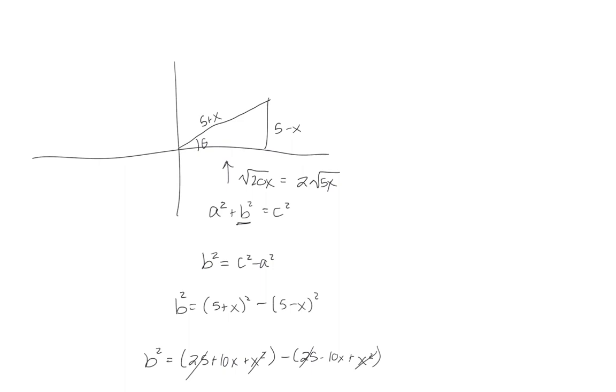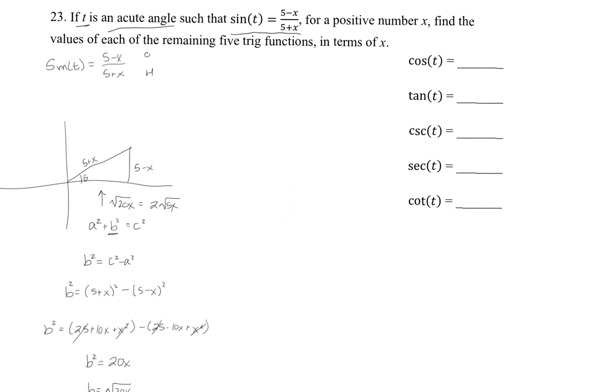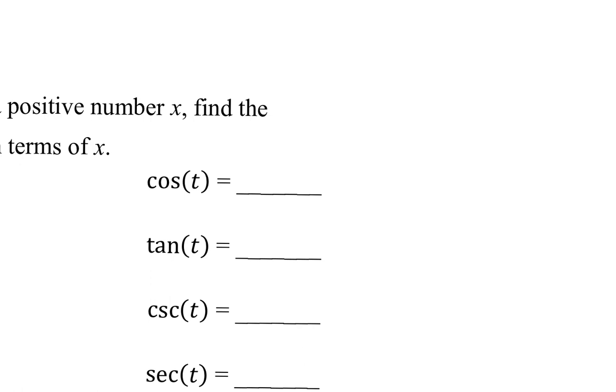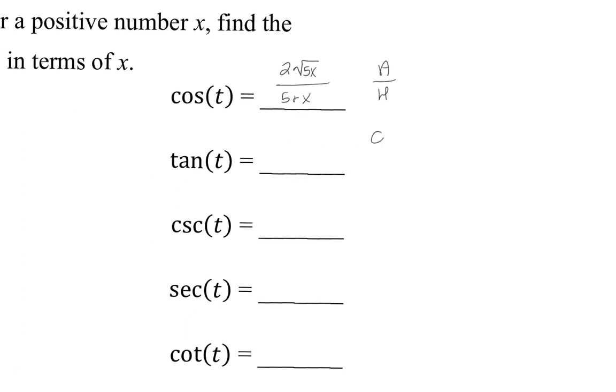So now moving on to actually figuring out our trig functions, we know that cosine of the angle is going to be adjacent over hypotenuse. Our adjacent side is 2 root of 5x. Our hypotenuse is 5 plus x. So that's going to be our cosine. Tangent is opposite over adjacent, which will give us 5 minus x as the opposite over 2 square roots of 5x as the adjacent.